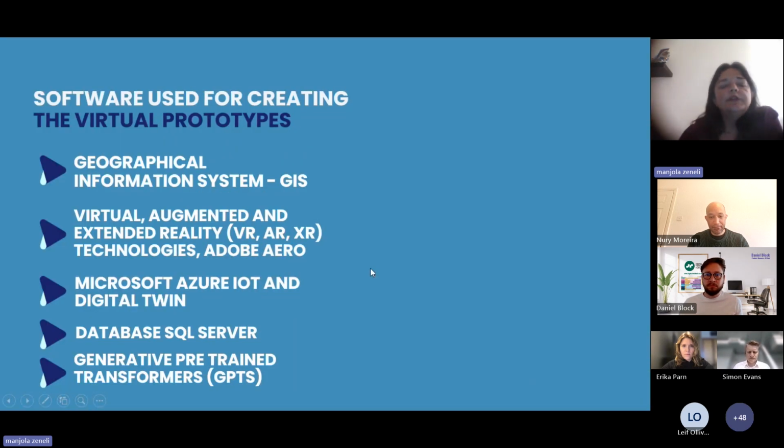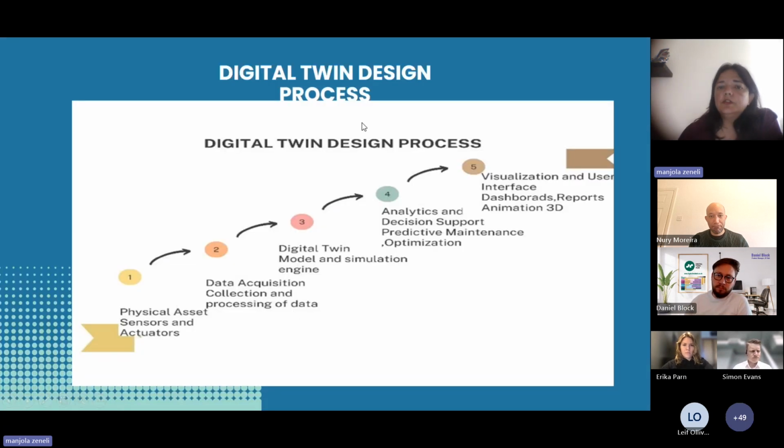Software used for creating digital virtual prototypes or digital twins includes geographic information systems, virtual, augmented and extended reality, with one example being the Adobe Aero application, Microsoft Azure IoT and Digital Twin, databases like SQL Server, and generative pre-trained transformers, GPTs. The digital twin design process goes from physical asset sensors and actuators to data acquisition, digital twin modeling and simulation, analytics, decision support, predictive maintenance and optimization, and visualization and user interface: dashboards, reports, and 3D animation.